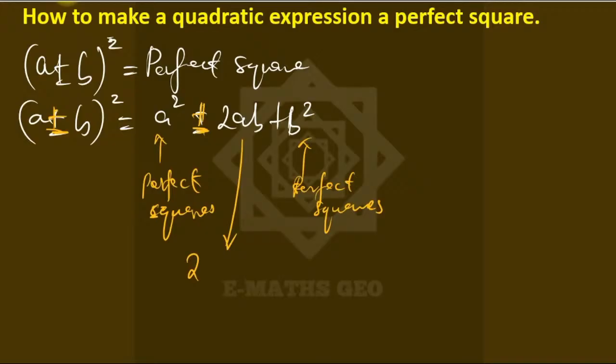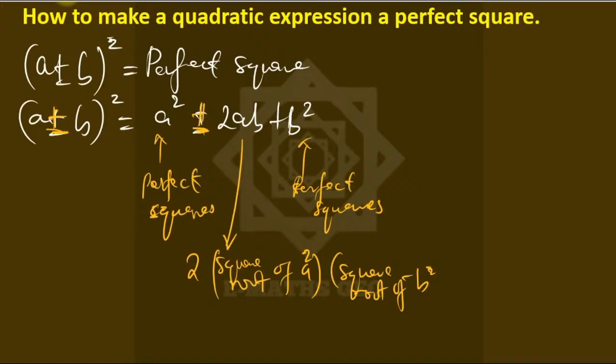That's the square root of a squared, which is a, and the square root of b squared, which is b. So this is very important. The plus or minus depends.